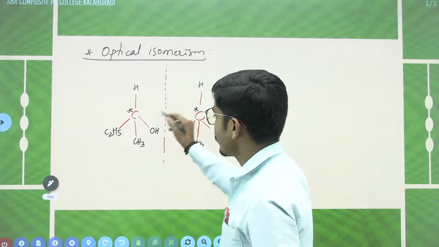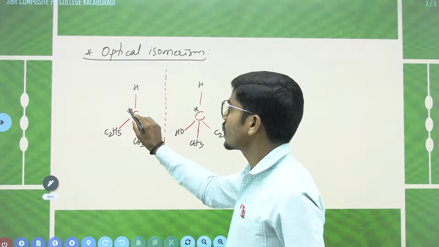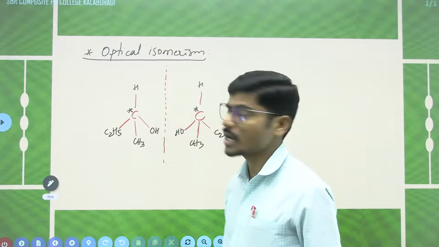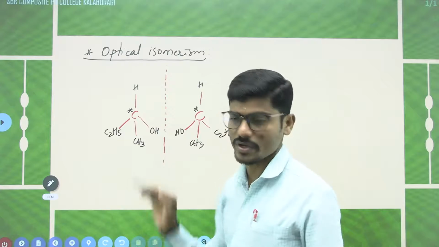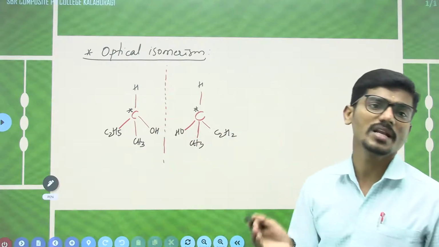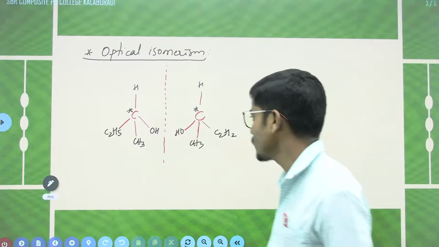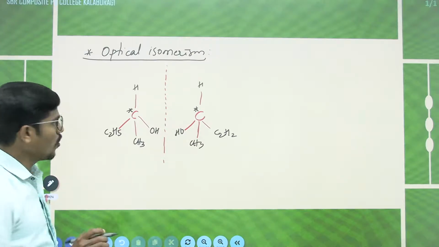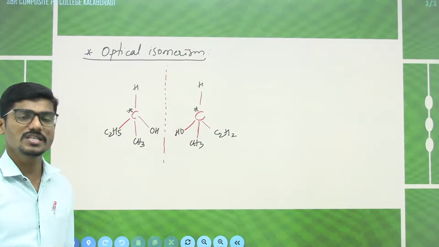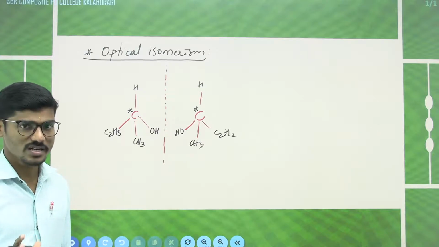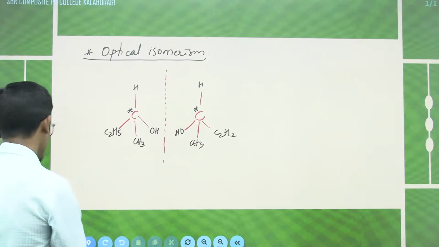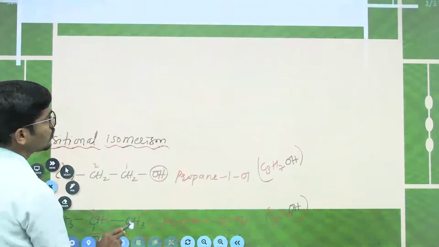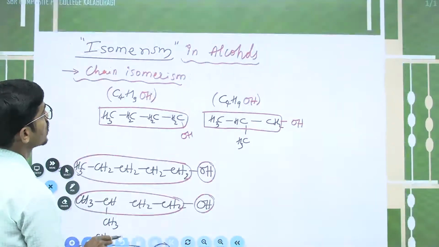So here, among alcohols, a compound containing a chiral carbon atom acts as an optically active compound because it has a tendency to rotate the plane polarized light either towards right or towards left. Therefore, we can say it exhibits optical isomerism also. So these are the four types of isomerism that can be exhibited by alcohols. Is it clear? So the first one is which isomerism?